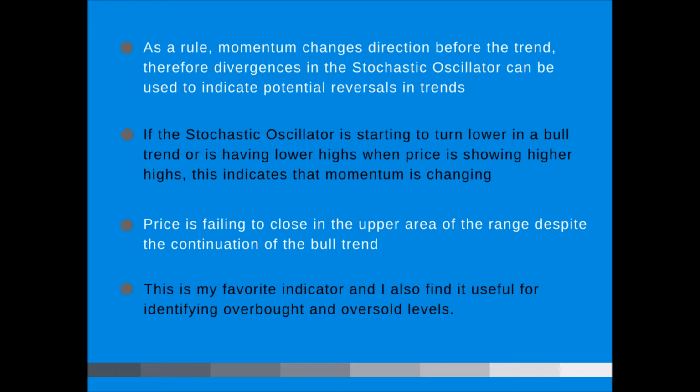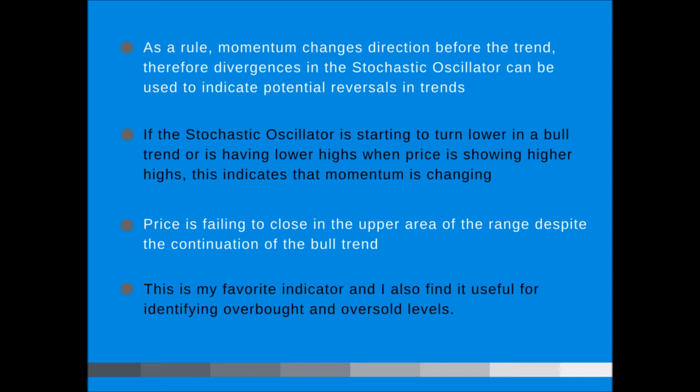If the stochastic oscillator is starting to turn lower in a bull trend or is having lower highs when the price is showing higher highs, this indicates that momentum is changing. It's a warning. Price is failing to close in the upper area of the range despite the continuation of the bull trend. So prices are going higher, but they're not closing at the upper end of the range, and so it shows that they could be losing momentum. Sellers are coming in at the end of the day to take profit.